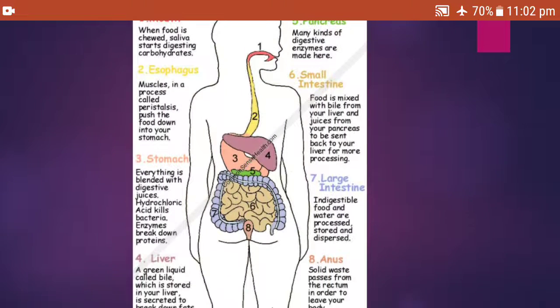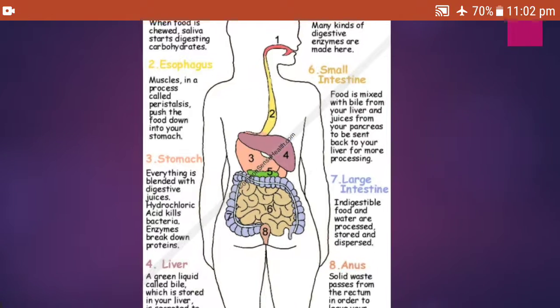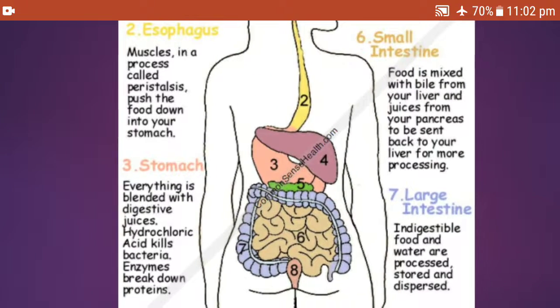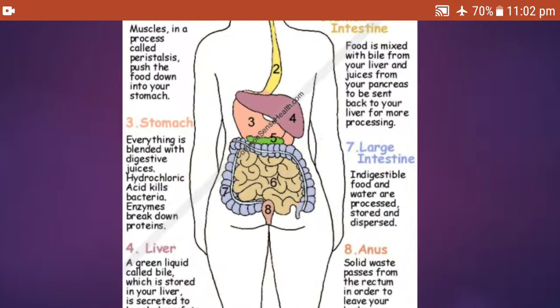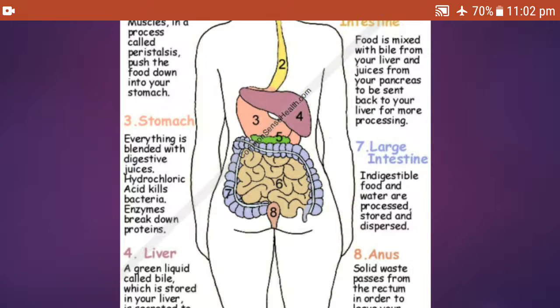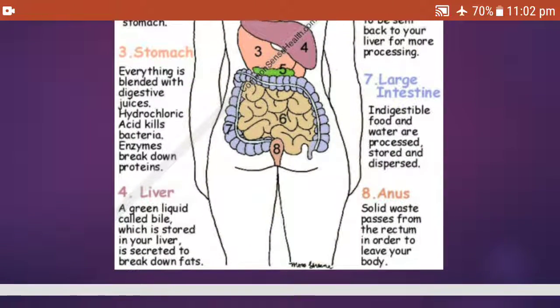I have one chart also, which can help you in doing the revision or memorizing what happens in the mouth. The food is chewed in the mouth and the digestion starts in the mouth. Digestion of carbohydrates starts in the mouth. Then in the esophagus, peristalsis takes place and pushes the food down into the stomach. In stomach, digestive juices and hydrochloric acid are present. Hydrochloric acid kills the bacteria and the enzymes break the protein into the peptones.